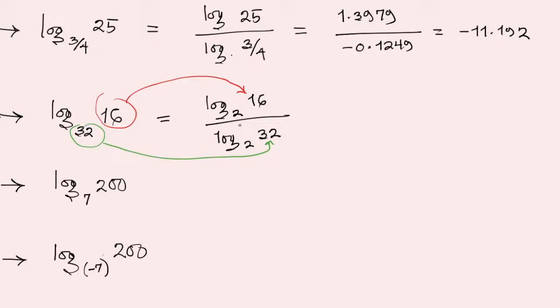So we can convert it to any base we want as long as both bases are the same. In this case, we can simply evaluate this by asking what power we have to raise 2 to get 16. We know that is 4. And what power do we have to raise 2 to get 32? That is 5. So our answer is 4 over 5.